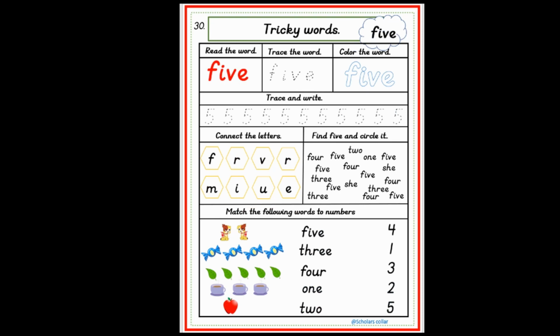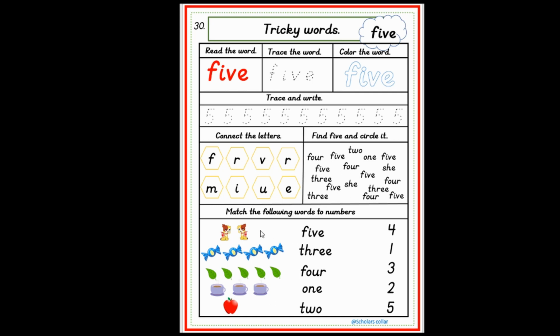Because this is group 5, you're learning the number name of the number 5. So read it, trace it, color it. Then you're going to learn to write 5. Then you're going to connect the letters F-I-V-E, 5. Then you're going to circle 5 here.